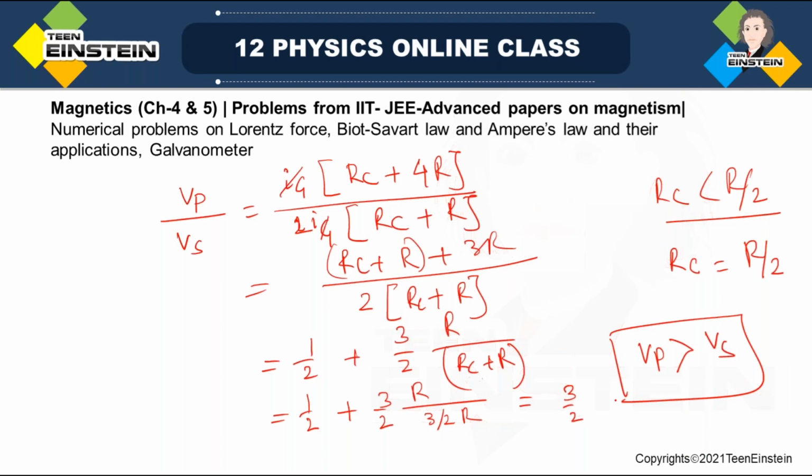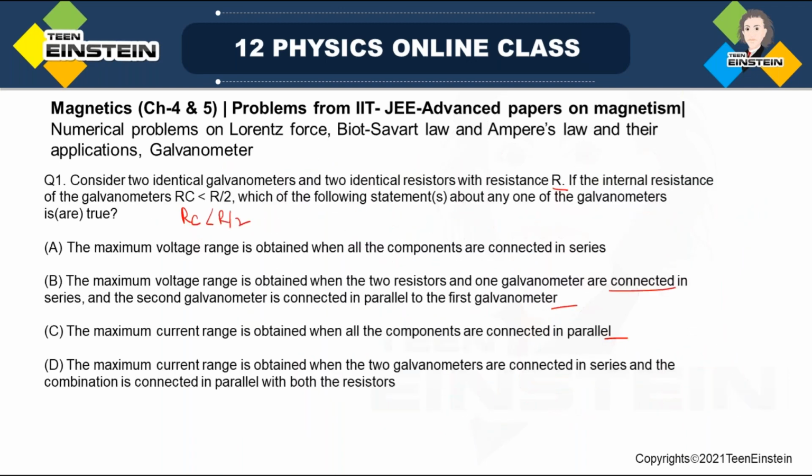That means which option is correct over here? The second option is correct: the maximum voltage is obtained when the two resistors and one galvanometer are connected in series, and the second galvanometer is connected in parallel to the first galvanometer. Okay, so this was the first part. Two options we have seen. Another two options we will see.